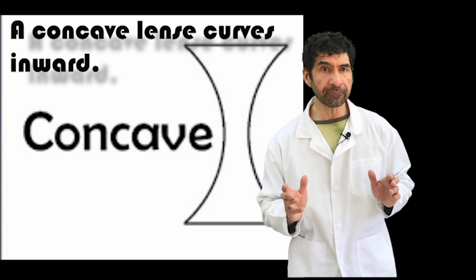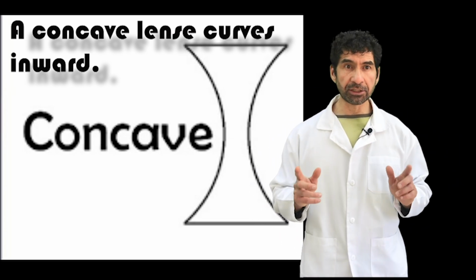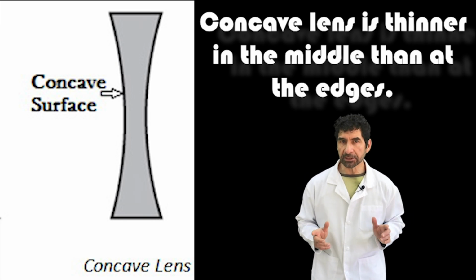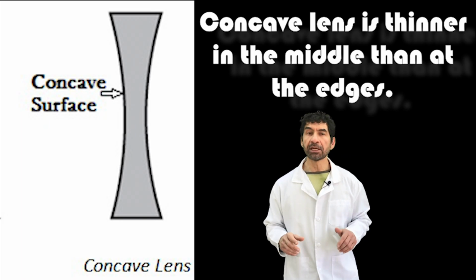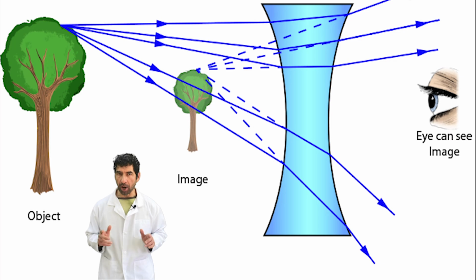A concave lens curves inward. That means it is thinner in the middle than at the edges. When light passes through a concave lens, the light rays bend so that they spread apart.